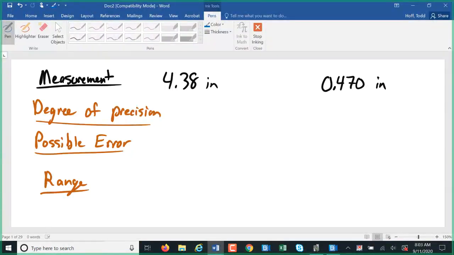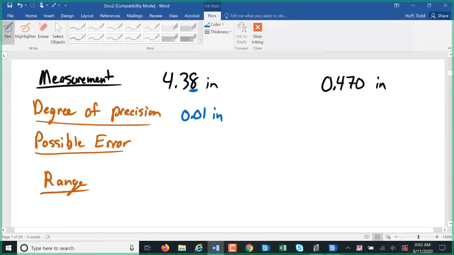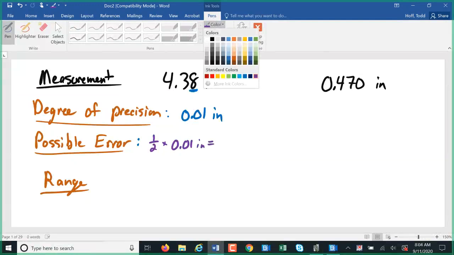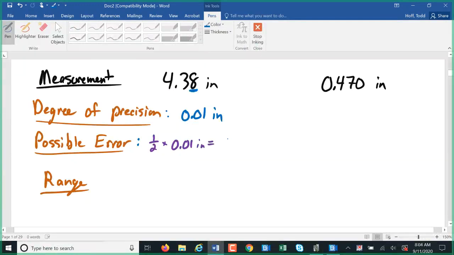Okay, so for the 4.38, our degree of precision is just the place value of that last digit. That is in the hundredths place. So our degree of precision here is 1/100th of an inch, or 0.01 inches. Our possible error, 1/2 times 0.01, or you could do 0.5 times 0.01 inches, is 0.005 inches, plus or minus, of course.